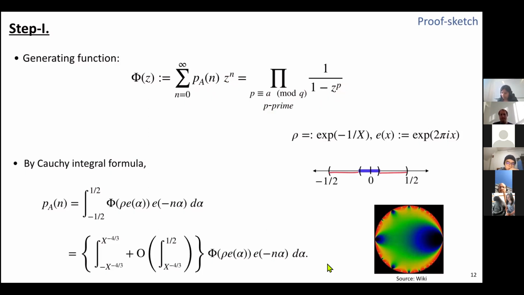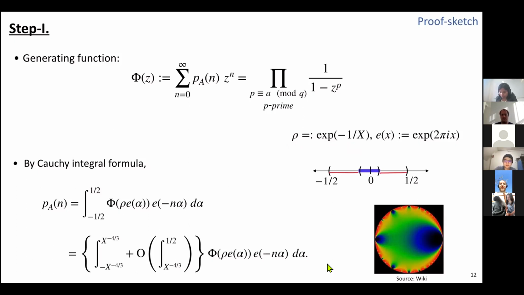Okay. Throughout this proof now, I'll be using this notation rho, which is e to the power minus 1 over x. So x is some large number. Let me say that right away. So rho is going to be really small. x will go to infinity, so rho will go to 0. Also, e(x) will be just the exponential of 2 pi i x. This is the notation that we just use to make it brief.